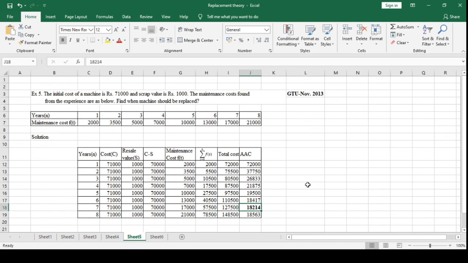Okay, now we will calculate the next examples in our next lecture, and we will also see the examples related to group replacement. Thank you.